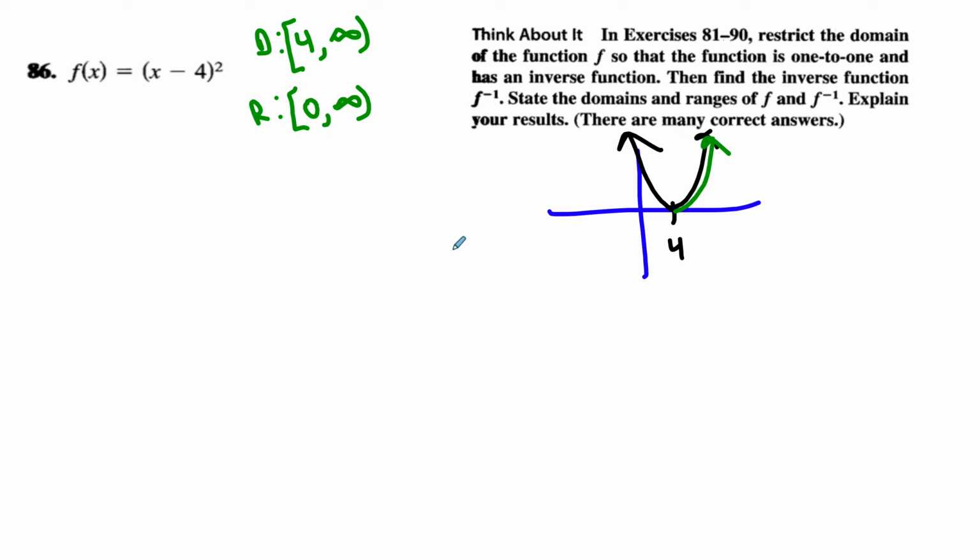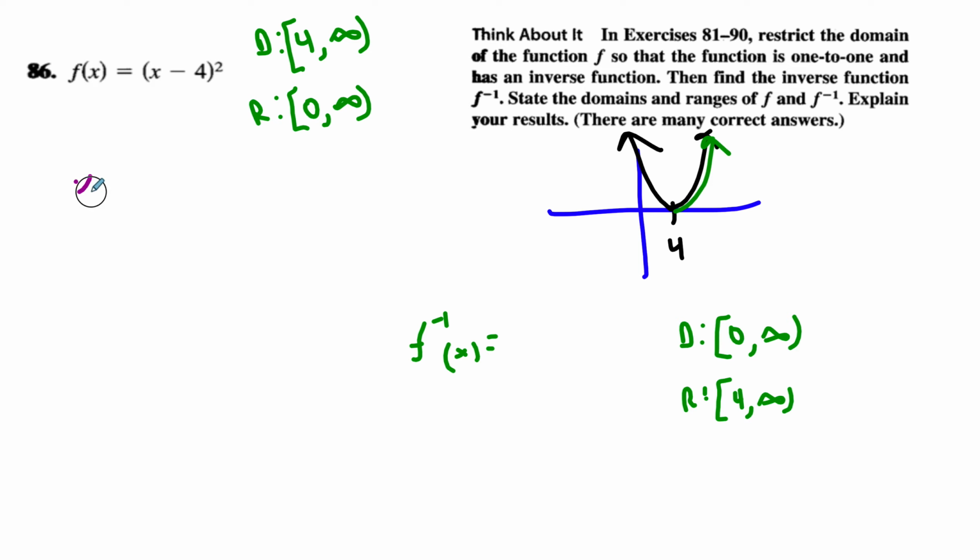0 and up. So when I find the inverse, whatever it is, f inverse of x equals ..., I know that the domain is going to be from 0 to infinity, and the range is going to be from 4 to infinity. Why do I know this? Because remember, the domain and range flip-flop. Okay, the actual process: x equals (y minus 4) squared.